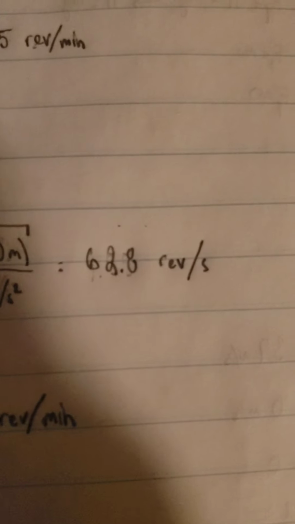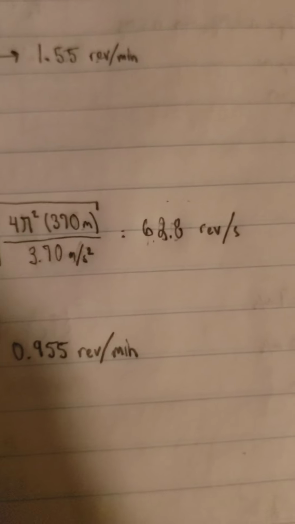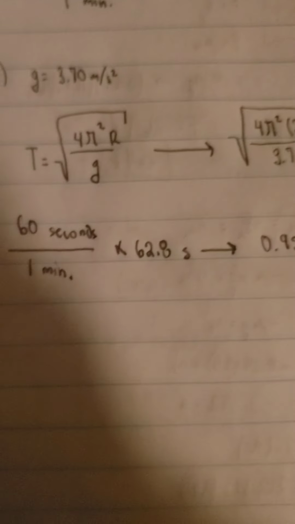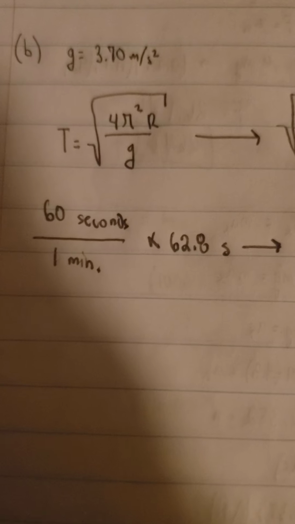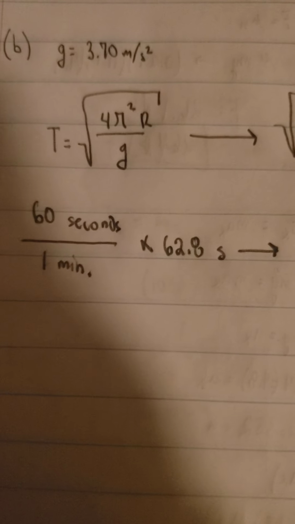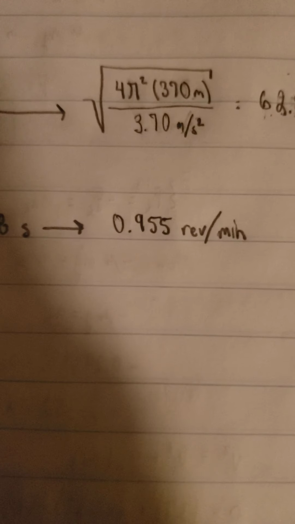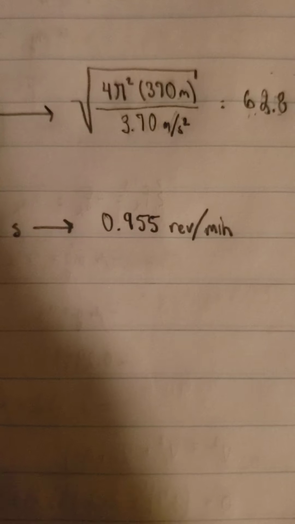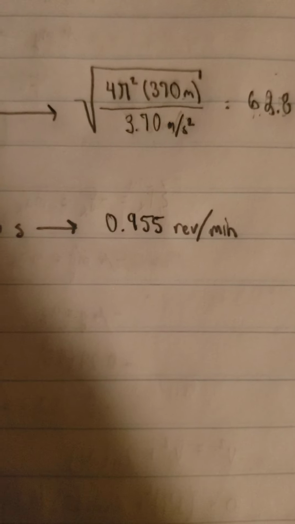62.8 seconds per revolution. And then once again, it's asking for revolutions per minute, which we find the exact same way, by dividing 60 seconds by 62.8 seconds to get the revolutions per minute, which is 0.955 revolutions per minute.